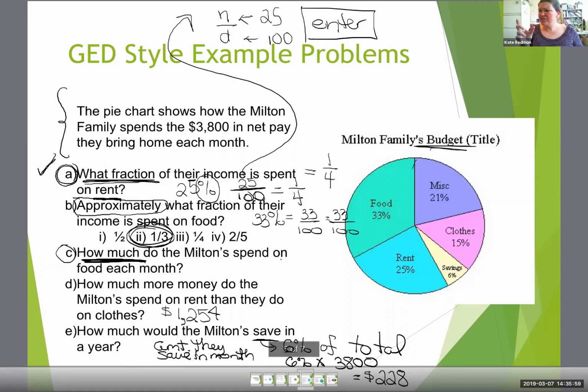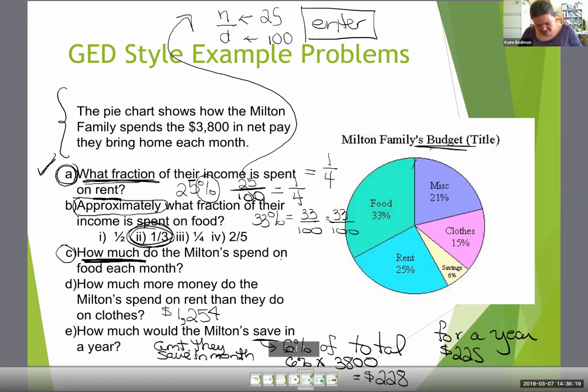If I save that much each month, I'm going to do that 12 times over the course of the year, because there's 12 months in a year. Absolutely. And so 12 times. There's a reason why we call multiplying timesing. It means I'm going to want to multiply that by 12. So for a year, it will be 228 times 12.